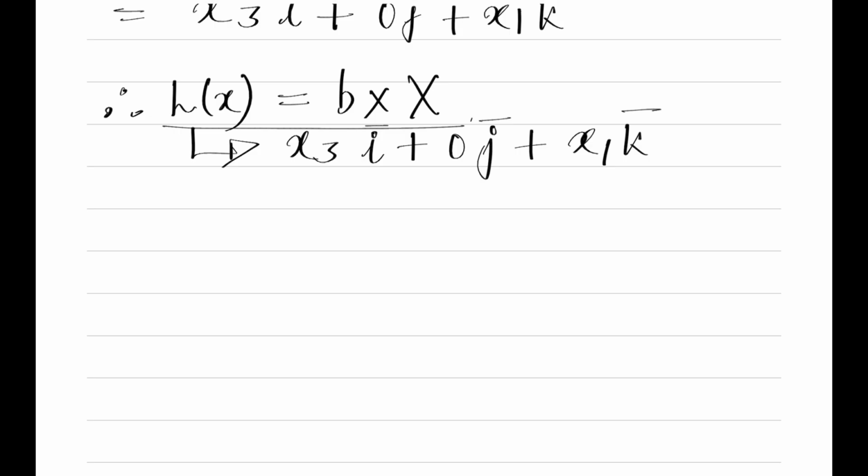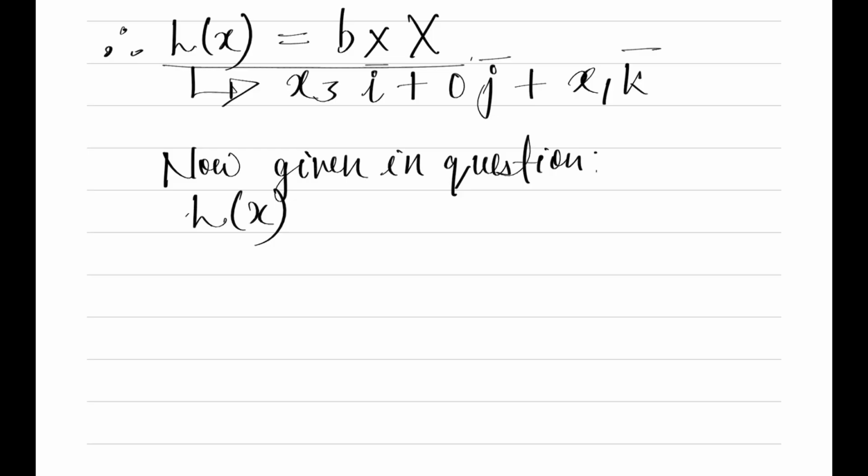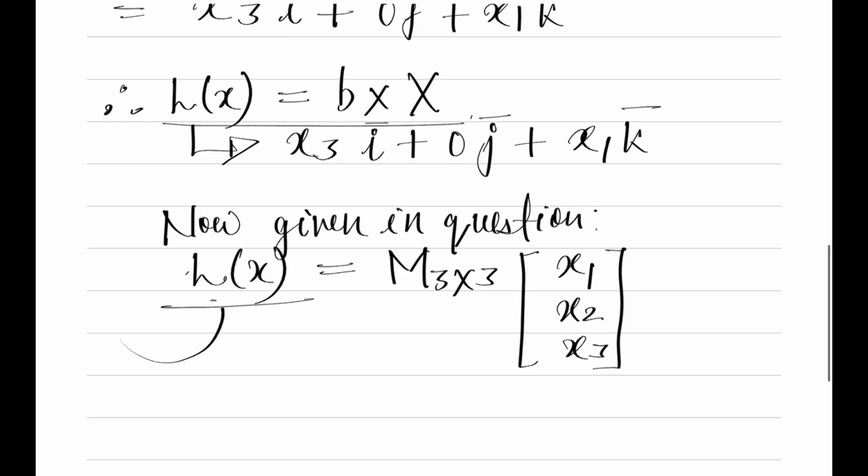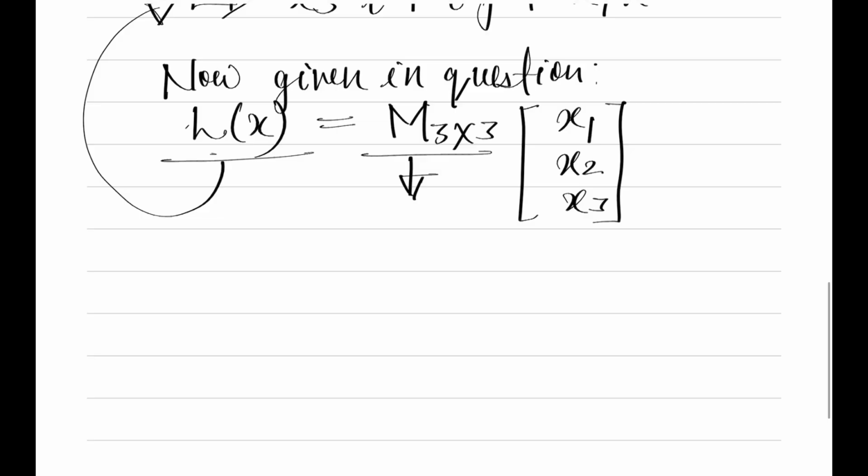Now we have another equation. Given in the question, Lx is equal to M, a 3 cross 3 matrix, multiplied to a column vector x1 x2 and x3. Now we can see that the Lx value we already know, and the 3 cross 3 matrix M is something we have to suppose, and it is multiplied to the column vector.